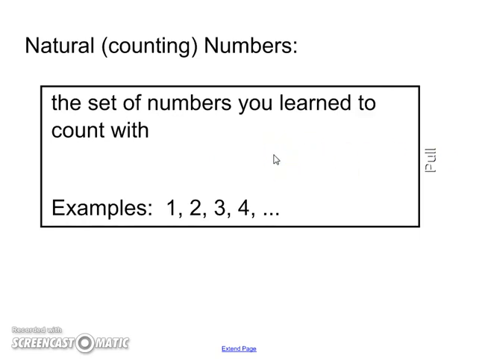Again, when you learn to count, or if you've helped a child learn to count, we typically start at 1 and go 1, 2, 3, 4, 5, 6, 7, 8, 9, 10, and so on. We don't usually start at 0. So you'll notice that the natural numbers are the same as the whole numbers, with one exception. The whole numbers included 0. The natural numbers do not. Again, natural numbers are the things that we learned to count with.